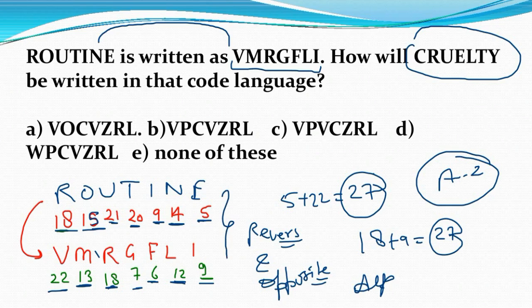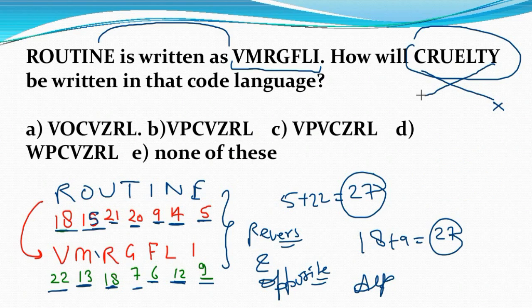So, this pattern we will apply on cruelty. First of all, opposite of C is X, and the opposite of R is I, and the opposite of T is G. Opposite of U is F, and opposite of L is O, and opposite of E is V. It means X, I, G, F, O, V is the correct answer.